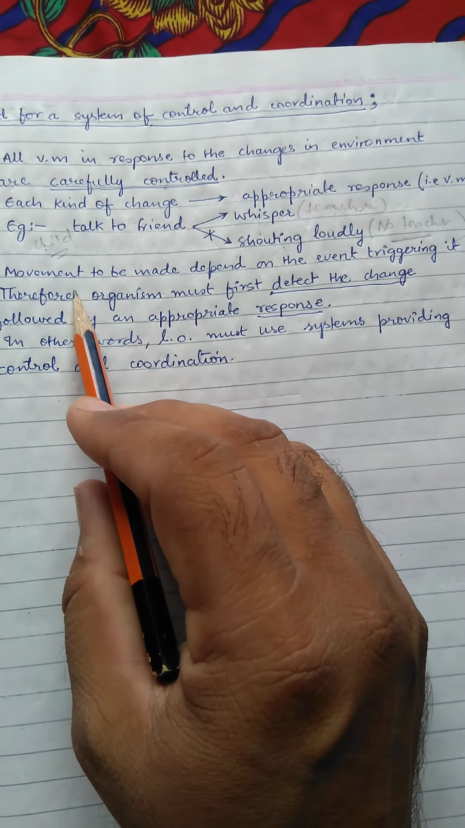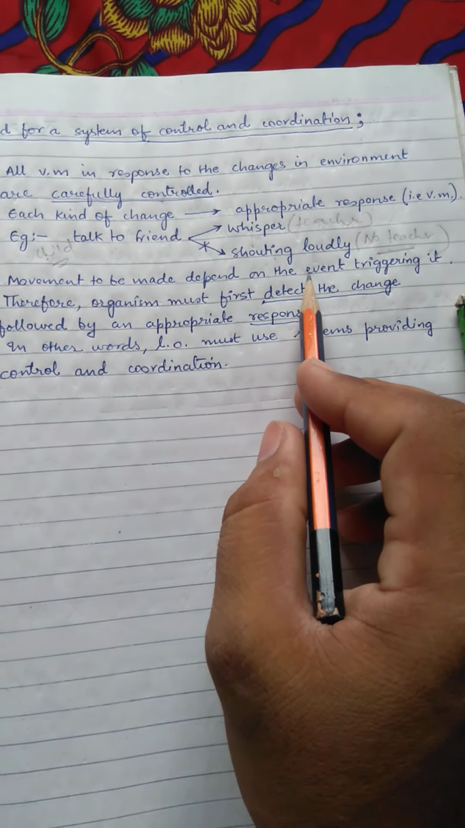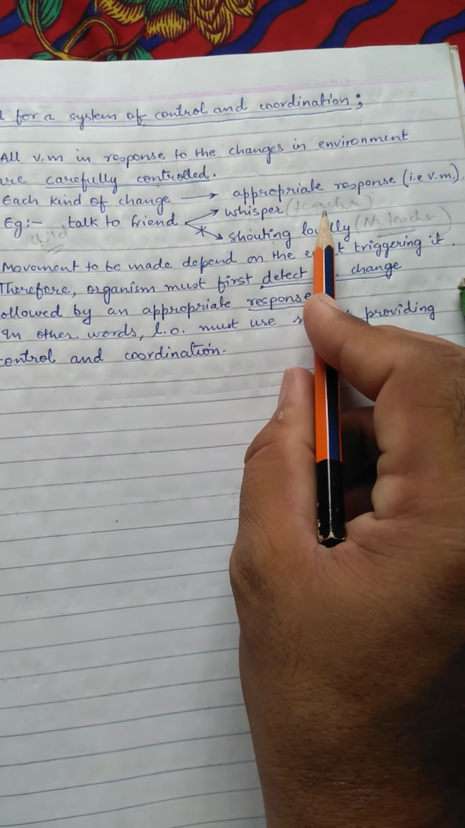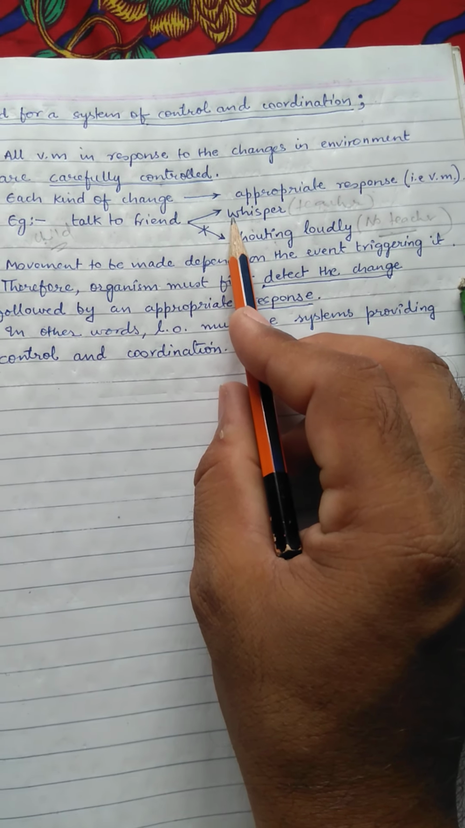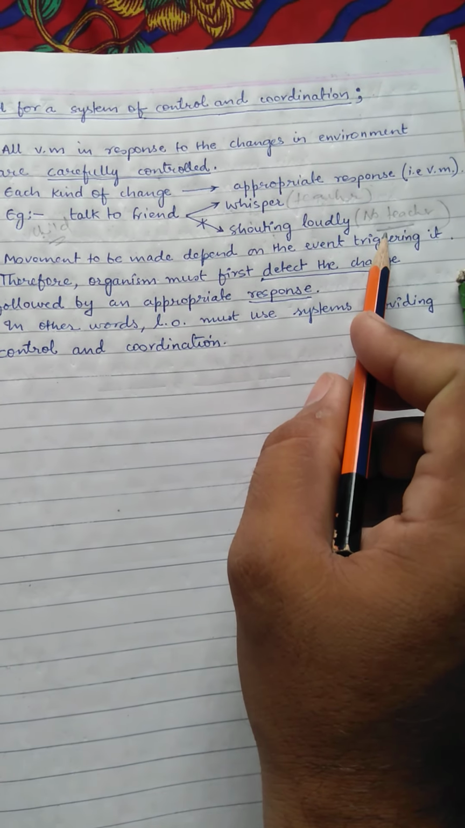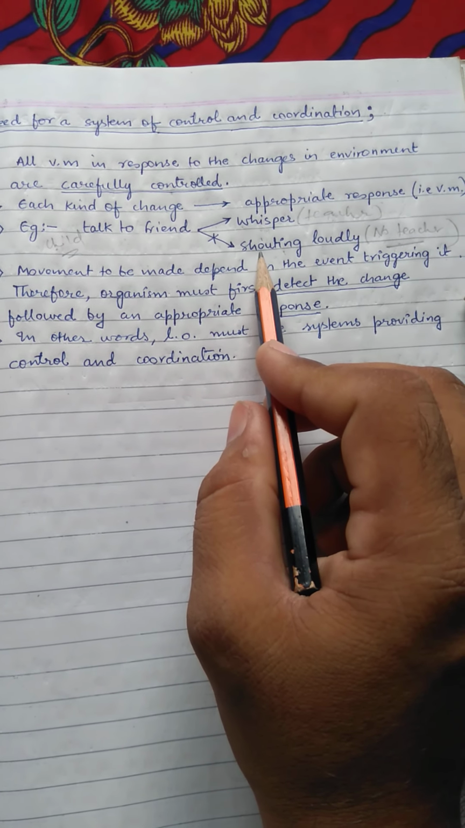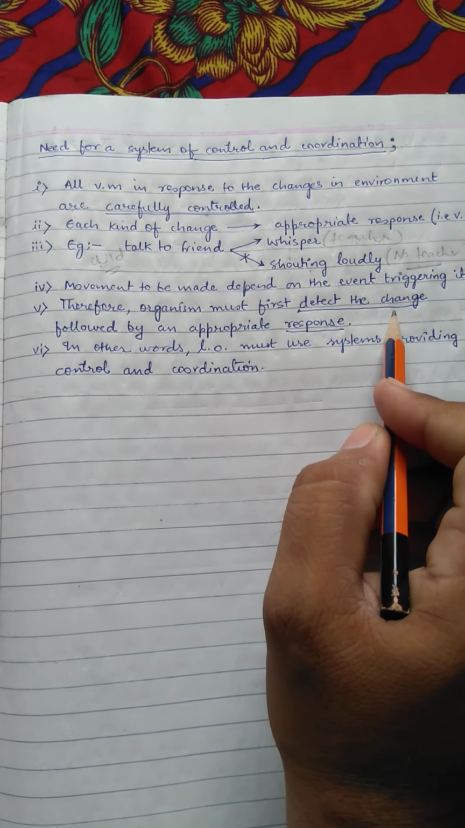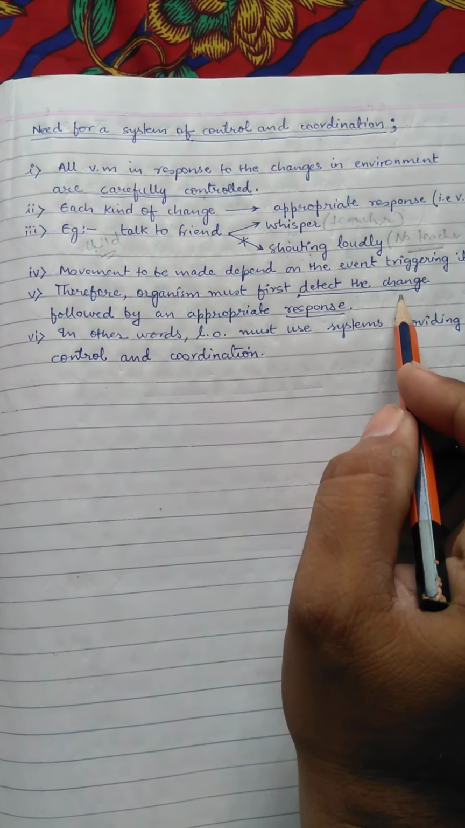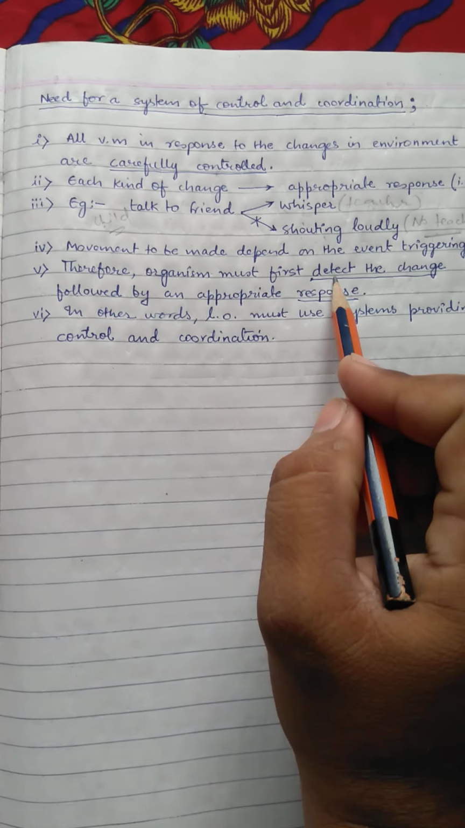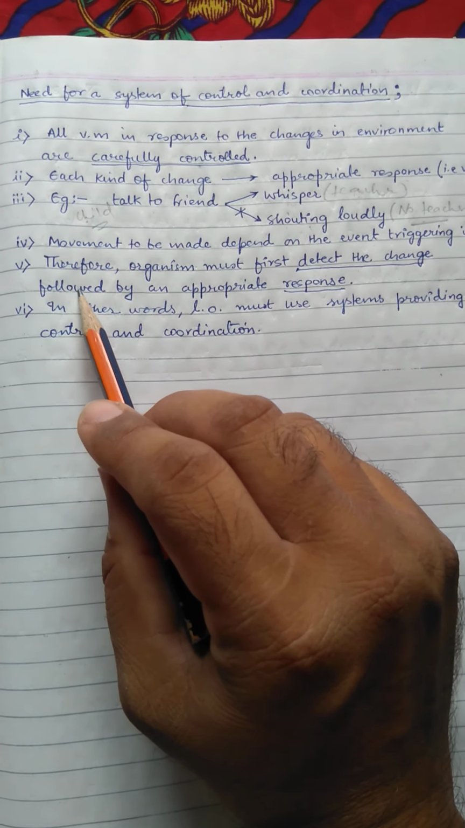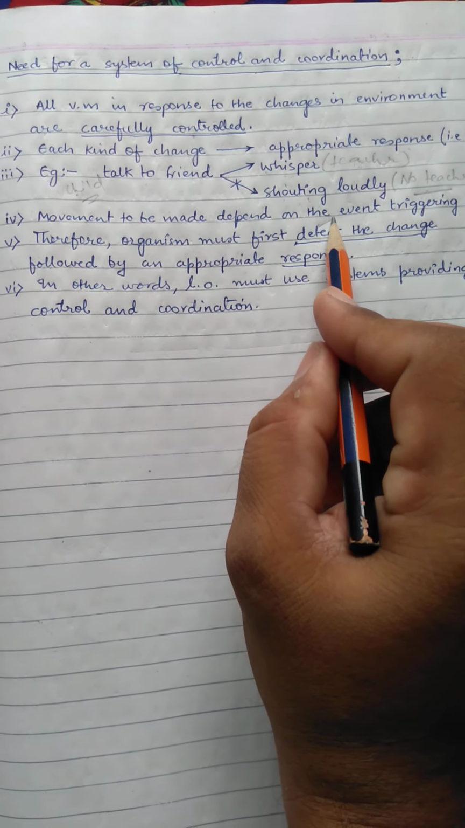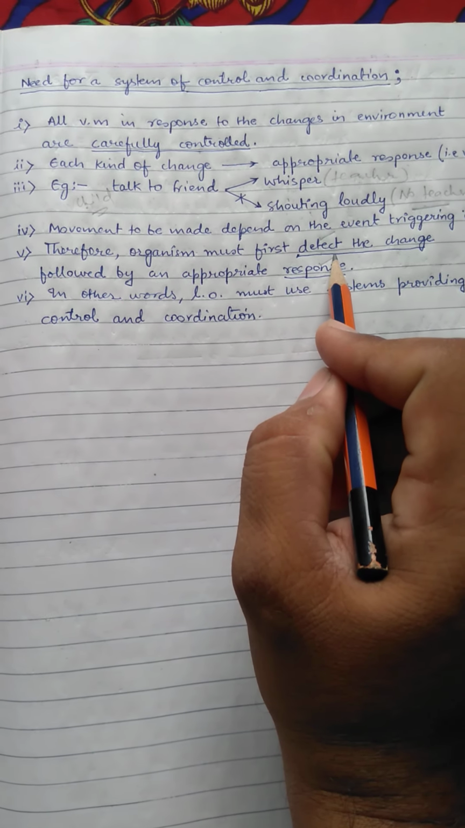So we can say that the movement to be made will depend on the event which is triggering it. So if the teacher was there, a different type of movement, and if the teacher is not there in the class, a different type of movement is shown. Therefore, organisms must first detect the change. I have underlined the keywords. The organism should first detect the change, and then it will be followed by an appropriate response. So detection is very important, followed by response.